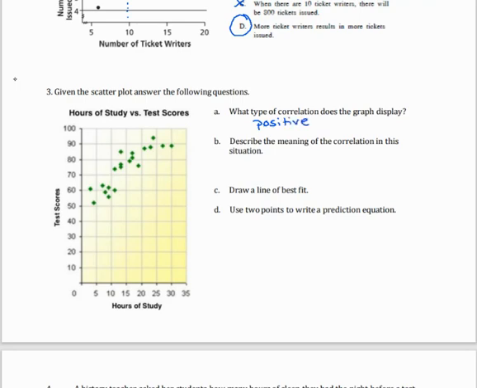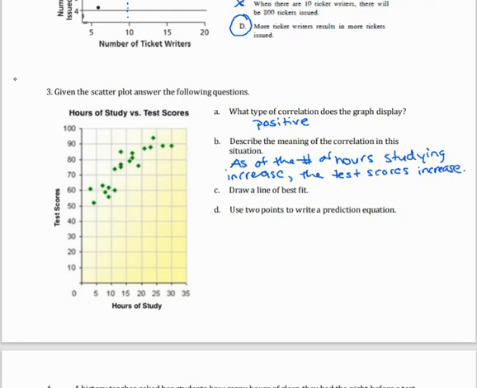Describe the meaning of that correlation. So what that's saying is that as the number of hours studying increases, then test scores increase. Hopefully, this data would be true for you all as well. So as the number of hours studying increases, those test scores are increasing as well.